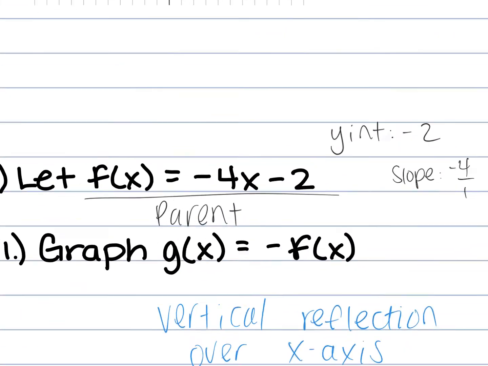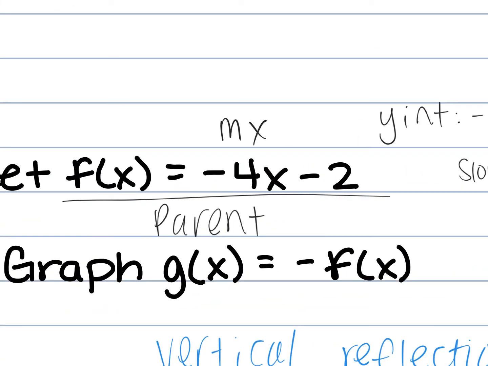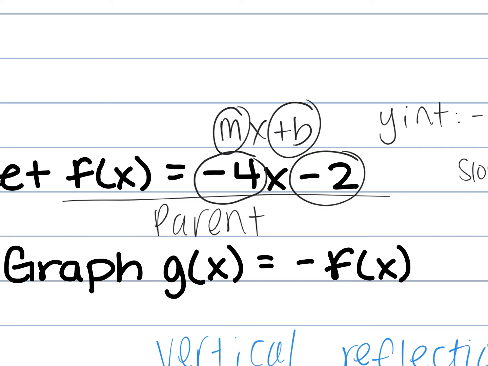Okay, so do you agree this is an mx plus b form? Because we've got f of x on one side, which is technically our y, and we've got mx plus b on the other. M is our slope, so our slope is -4. You're cool with that? And our y-intercept is our b, so our y-intercept is -2.